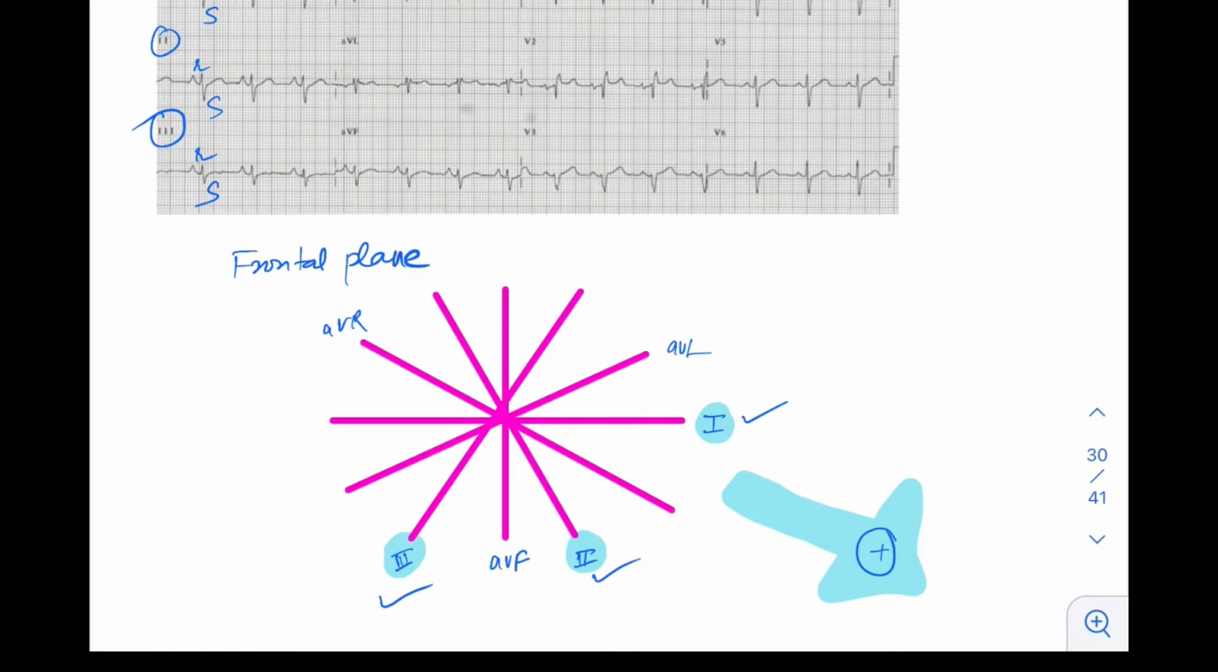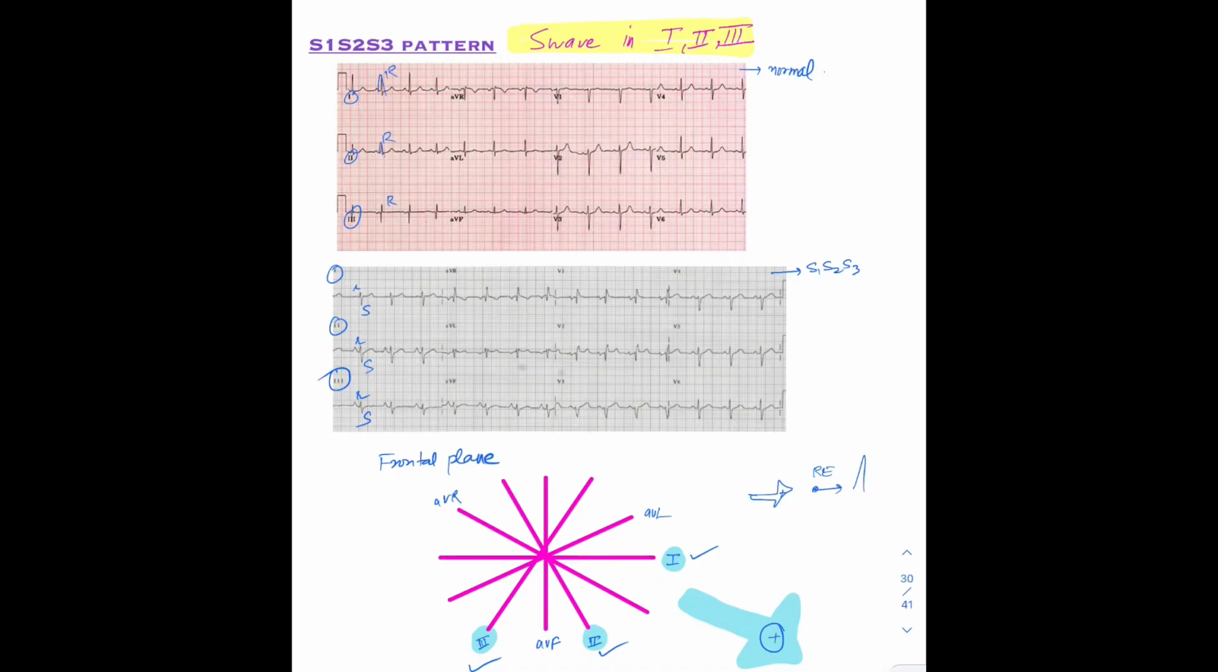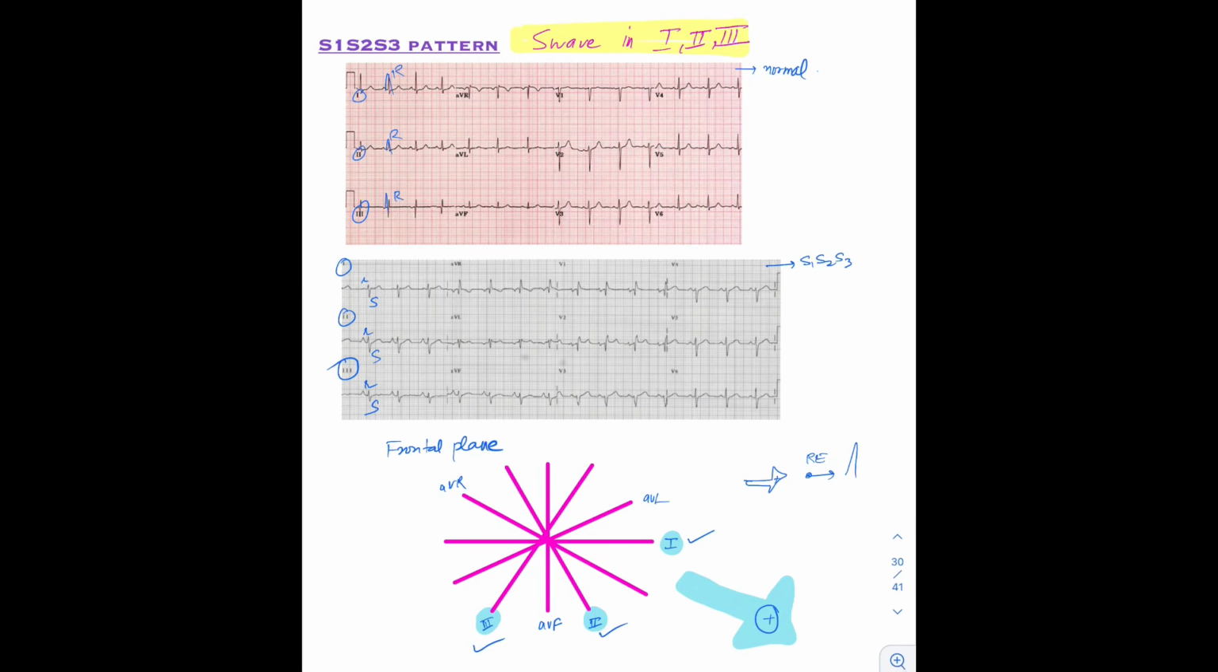So we know from the concept that we have discussed previously that when the positive side of the vector faces a recording electrode, the deflection will be positive. And this is what is happening in case of normal ECG. You are having positive deflection in leads 1, 2 and almost isoelectric to positive in lead 3. But in case of excessive right ventricular hypertrophy, you will see that the vector will be directed towards this side.